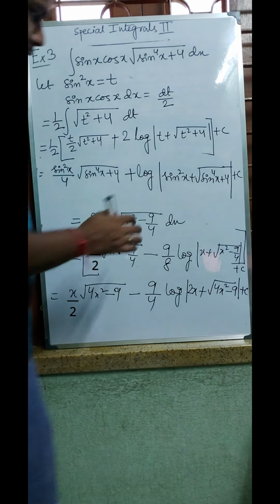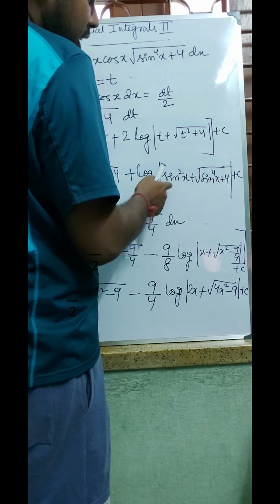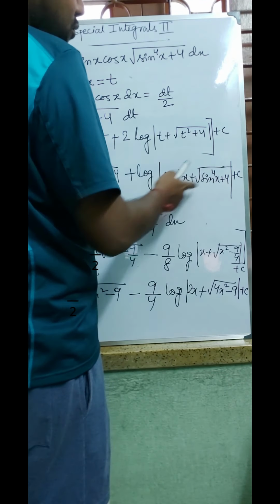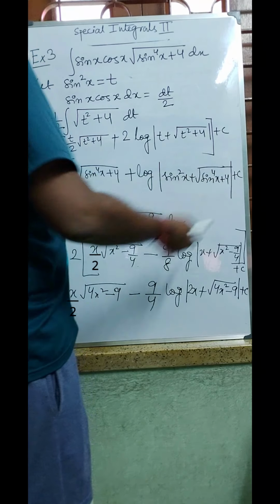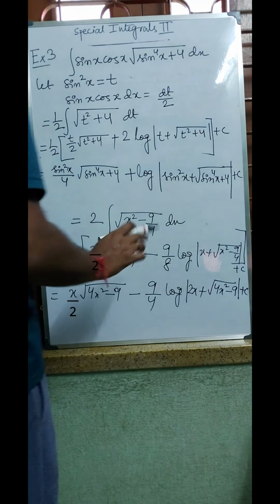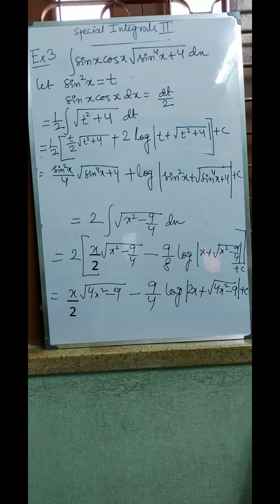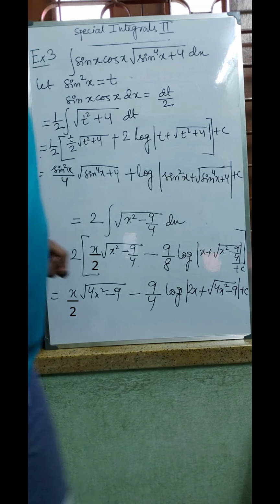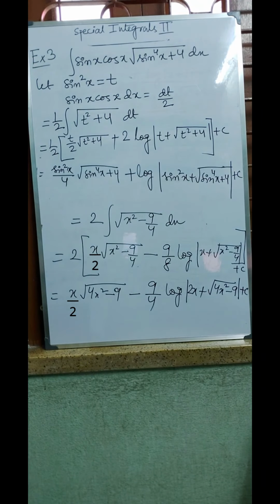Now here I think I need not put any mod anyway, because sine to the power 4x plus 4 is also positive, sine square x is also positive, but still keeping a mod is fine. Always it is better to keep a mod. So this is your final answer. Right? Now let us take a few more problems.